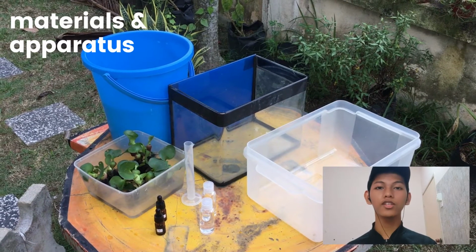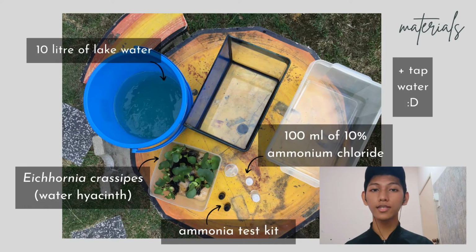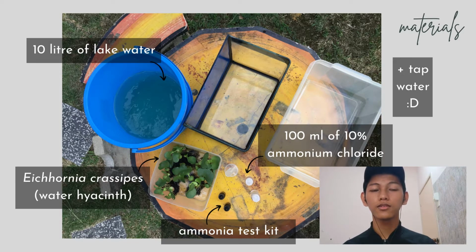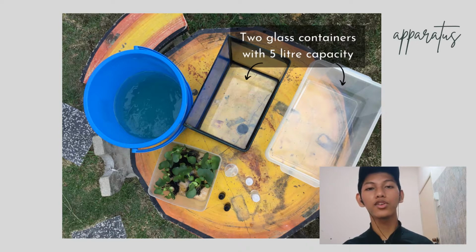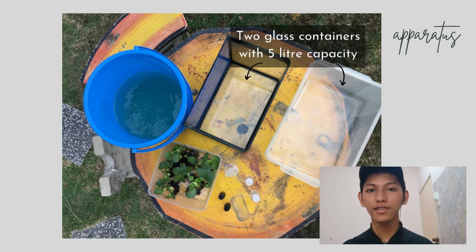For the materials that we are going to use for this experiment, we are going to need Eichhornia crassipes, also known as water hyacinths. Then we are going to need 10 liters of lake water, 100 milliliters of 10% ammonium chloride solution, some tap water, and lastly, we are going to need an ammonia test kit. As for the apparatus for this experiment, we are going to need 2 glass containers with a capacity of 5 liters.